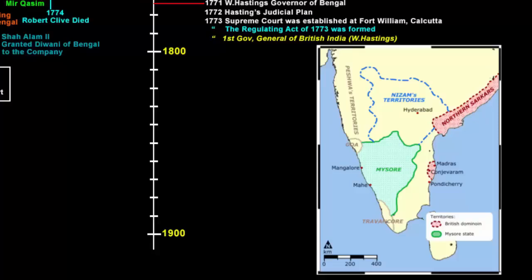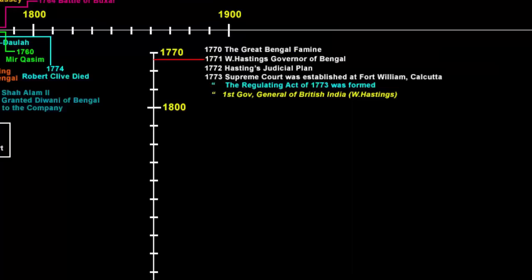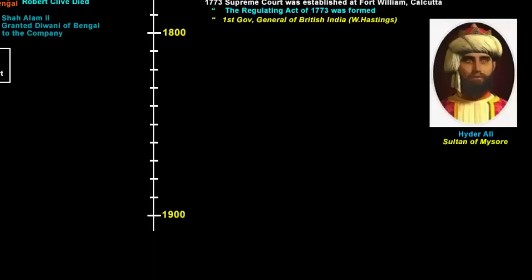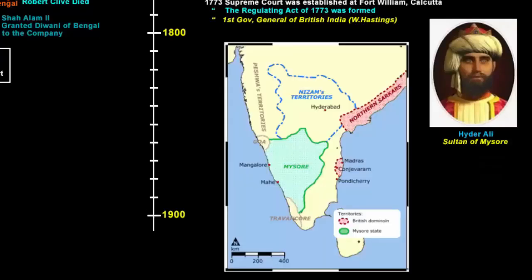The company fought four wars against the Mysore kingdom under the name Anglo-Mysore War. The first Anglo-Mysore War was fought in 1767 to 1769 under the leadership of Hyder Ali. The company took the help of Nizam of Hyderabad, but the Nizam ended up helping the Sultan, and the company lost the war, almost losing Madras.